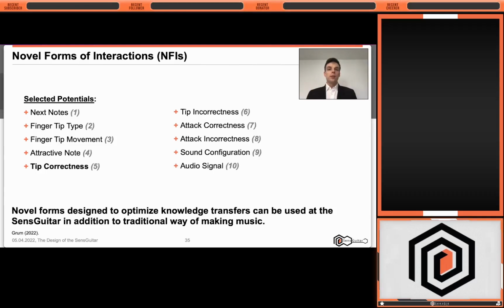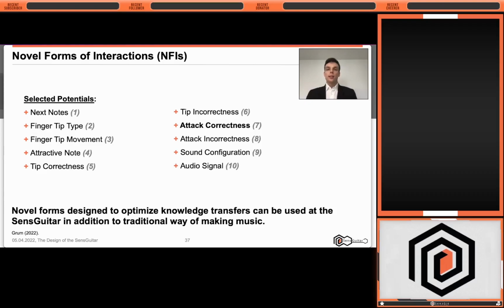Fifth, tip correctness. This novel form of interaction refers to the act of visualizing correct fingertips on the guitar fretboard. Here, for instance, green plus symbols appearing next to the correct finger tapping could visualize a positive feedback. Sixth, tip incorrectness. This novel form of interaction refers to the act of visualizing false fingertips on the guitar fretboard. Here, for instance, red minus symbols appearing next to the incorrect finger tapping could visualize a negative feedback.